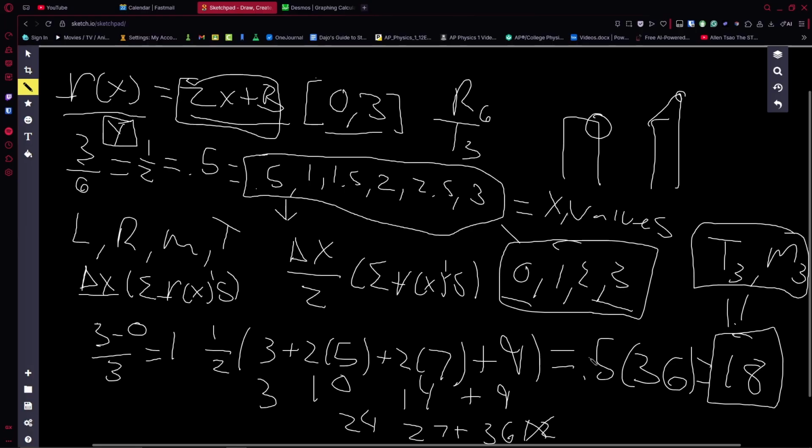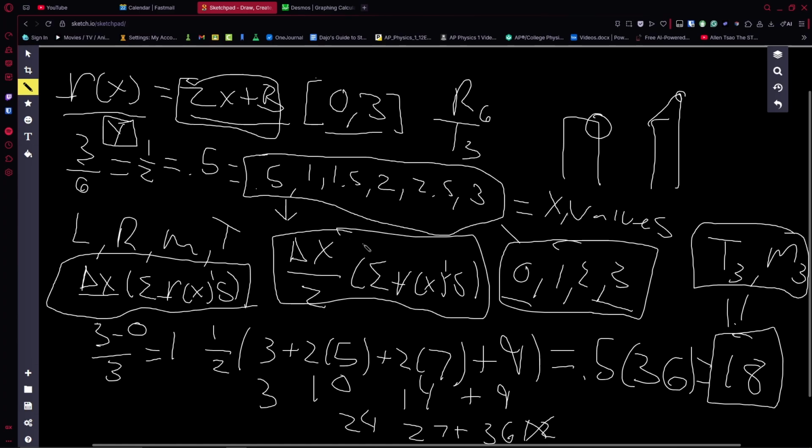So that's how you can compute Riemann sums with equations. The trapezoidal Riemann sum is a bit more complicated, but I hope my explanation of it was adequate.